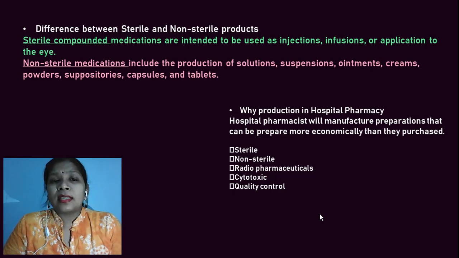Now, what are the things which can be produced in the hospital? The first thing is the sterile preparations, second is the non-sterile, some of the radiopharmaceuticals, some of the cytotoxic substances, and the hospital pharmacist can also go for the quality control of the medicaments.